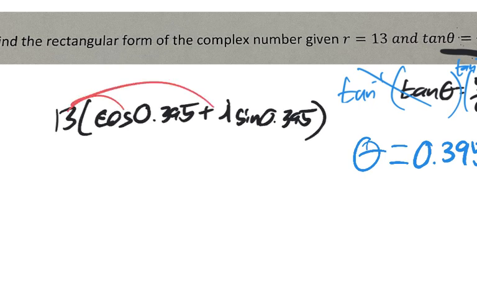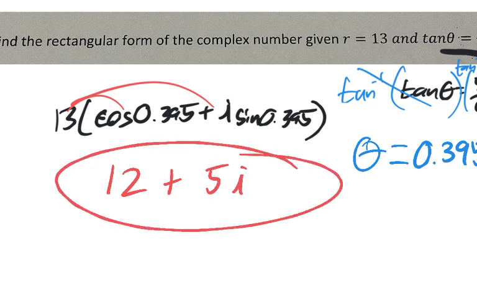So now I have to distribute. So what is 13 times cosine of 0.395? Actually, you didn't have to find all the theta now that I think about it. It's almost 12. Go ahead. Type that in, see what you get. 11.99895534. So 11.999. Basically 12. Plus, I thought we rounded to 3 decimals. We do. I put the actual. What is 13 times sine of 0.395? It's not 1. 5.